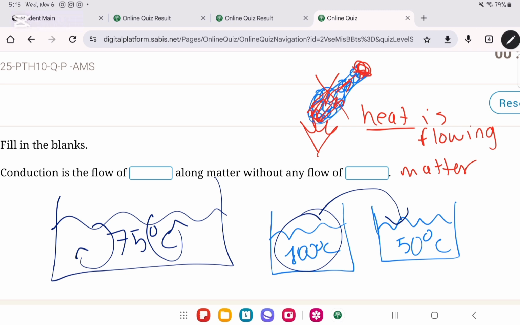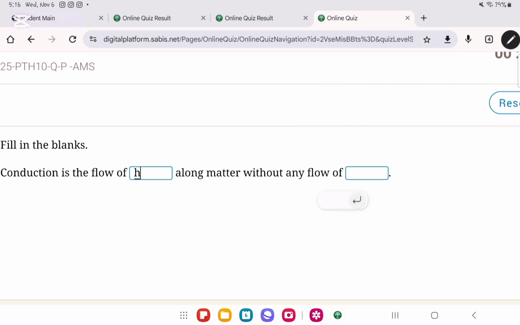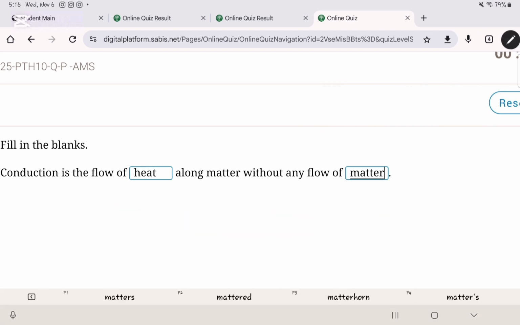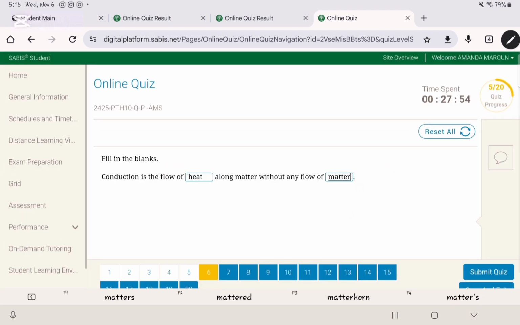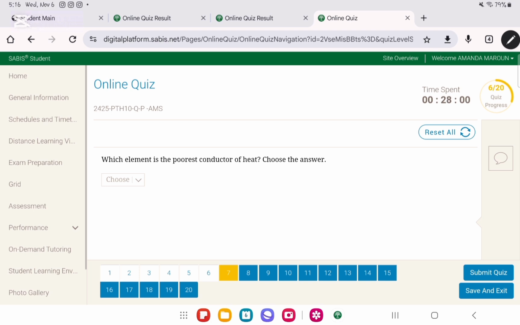But then, of course, there are some cases where convection can occur. So that's why we don't always take liquids as an example. We take solids as an example, because solids are the best conductors. Okay? So now we can state confidently that conduction is the flow of heat, because what's flowing? Heat is flowing, heat is being transferred along matter without any flow of matter, because you are not changing the shape or the structure of the matter. You're only changing the kinetic energy and the transfer between them.